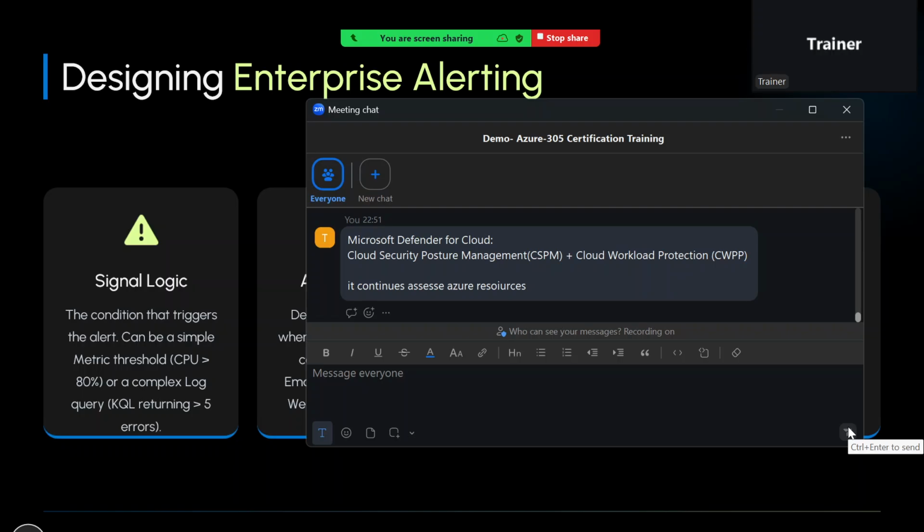So let's take scenario one. If it needs detailed application performance monitoring, then the answer will be Application Insights. If scenario 2 asks for Azure best practices recommendations, then the answer will be Azure Advisor. And if the scenario looks like it needs continuous security posture assessment, then the answer will be Microsoft Defender for Cloud.